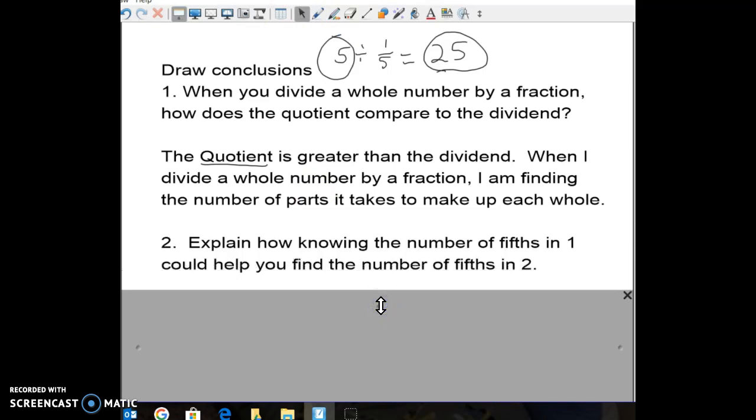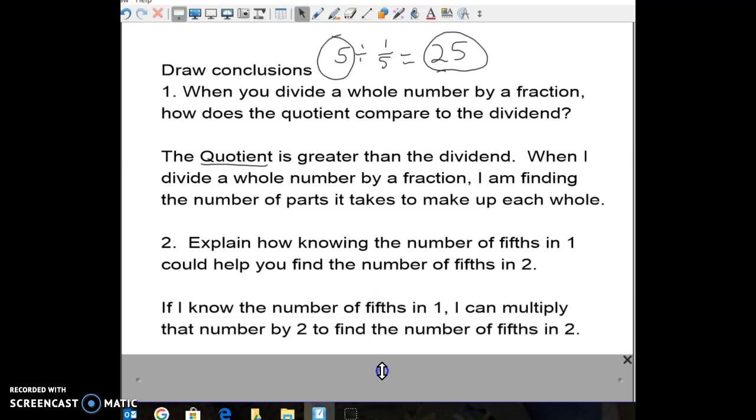Our next question is, explain how knowing the number of fifths in 1 can help you find the number of fifths in 2. How could that help us? If we knew how many were in 1, how would that help us know how many were in 2? Because if you know how many are in 1, all you have to do is double that, or multiply it by 2. So if I know the number of fifths in 1, I can multiply that number by 2 to find the number of fifths in 2.